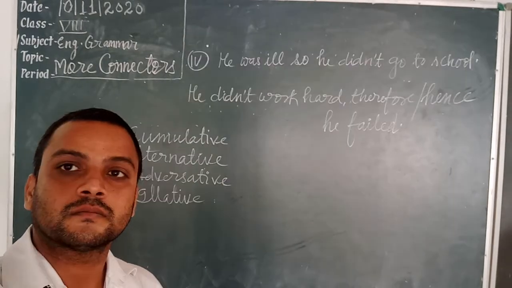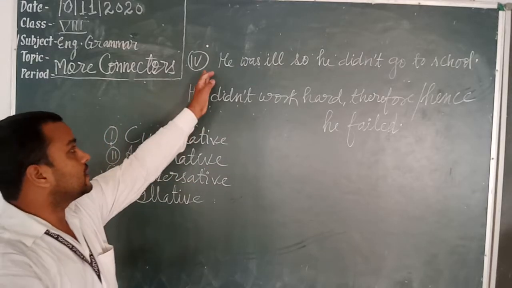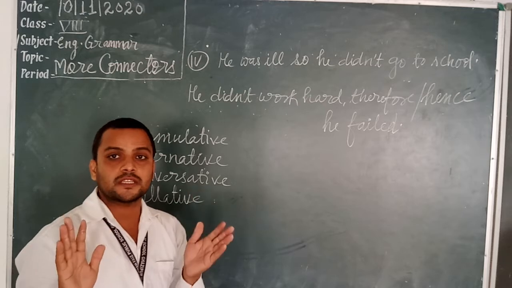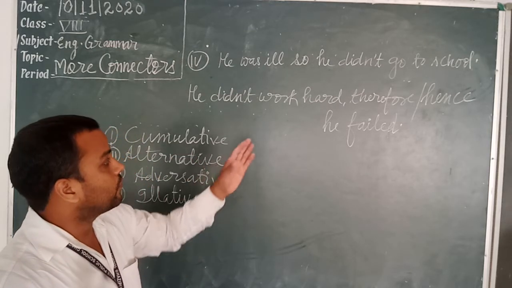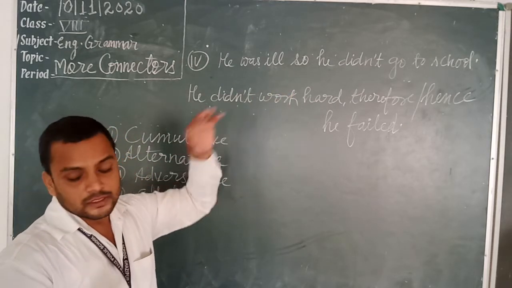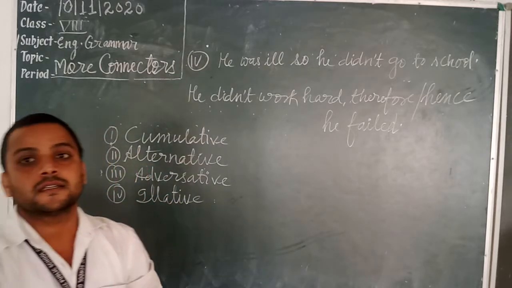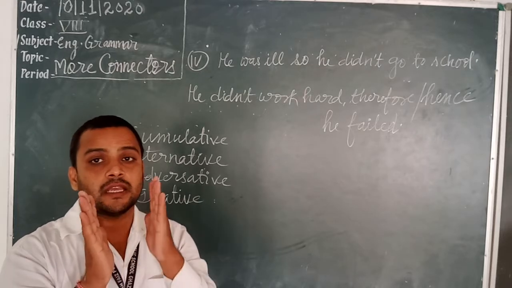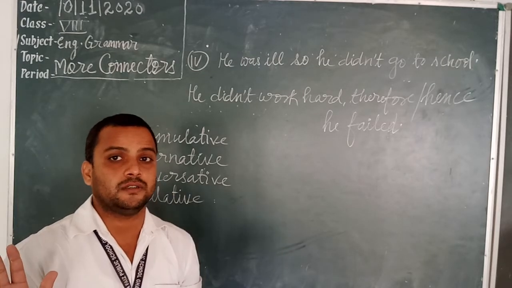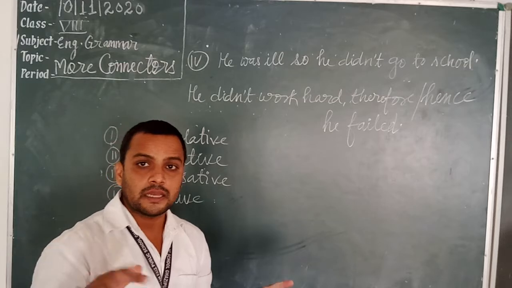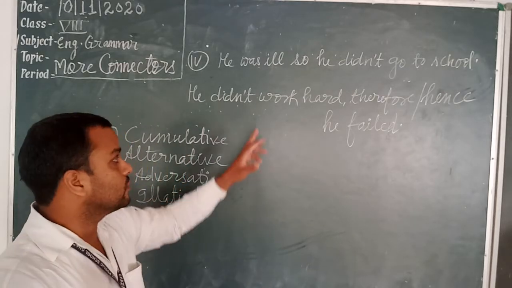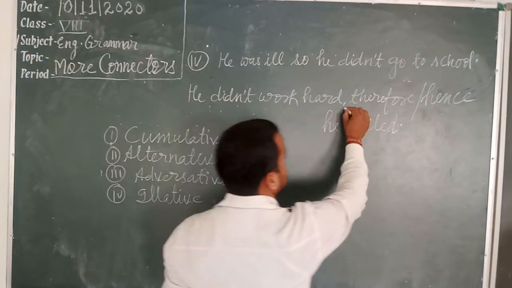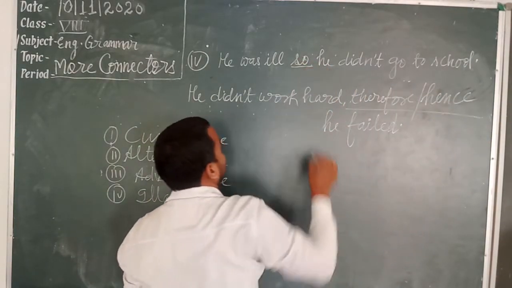Okay, students, now see the last one, that is illative conjunctions. Uses of therefore, hence, so, as a result, consequently, etc. Students, when there is a sense of causal relation, reason and result, then we use such conjunctions: so, therefore, hence, as a result, etc.